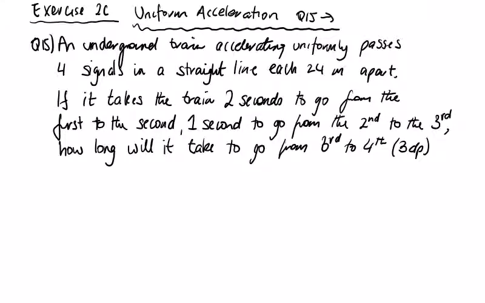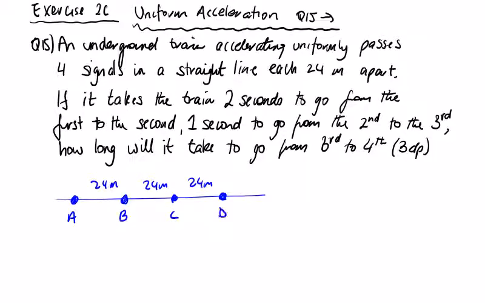Question 15. An underground train accelerating uniformly passes 4 signals in a straight line, each 24 meters apart. Let's have a look here. 4 signals, so 3 gaps between them, 24, 24, and 24. Let's call them A, B, C, and D.